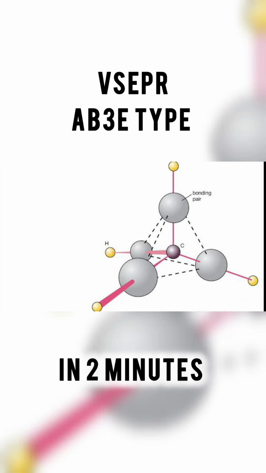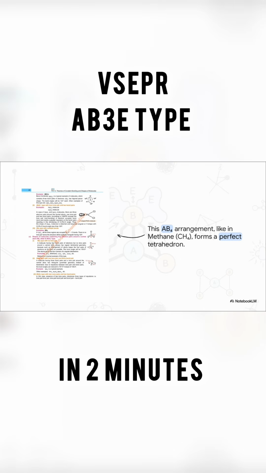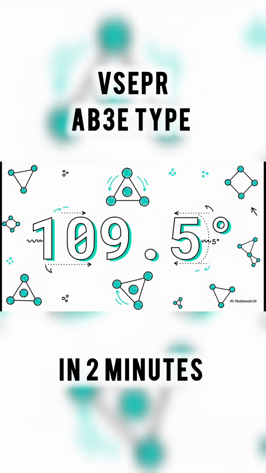To get it, we gotta start with the ideal situation. Picture 4 electron pairs, all of them bonds. This gives you something like methane. It forms a perfect symmetrical tetrahedron. And the magic number here, 109.5 degrees. Lock that in your brain, it's important.